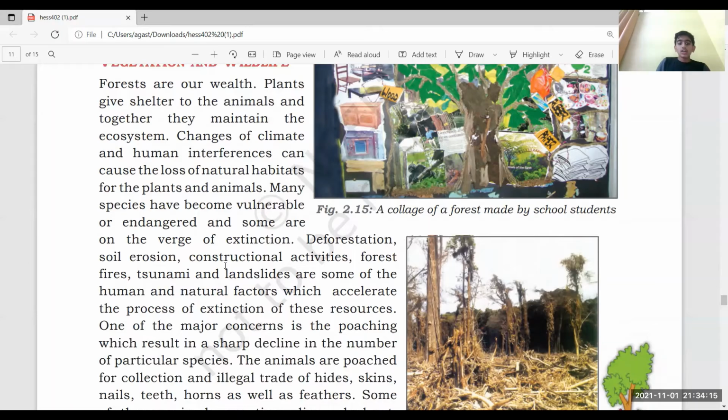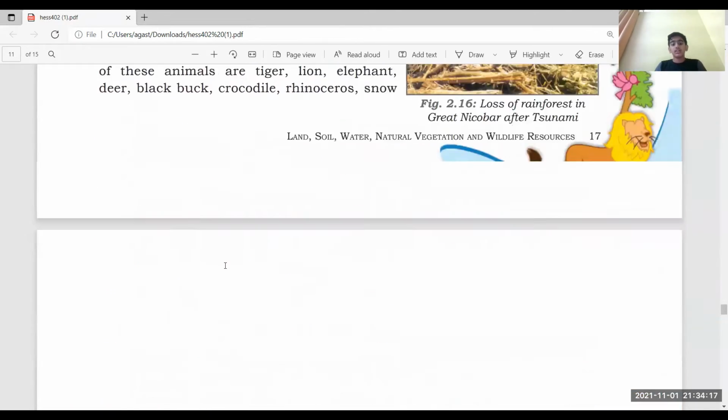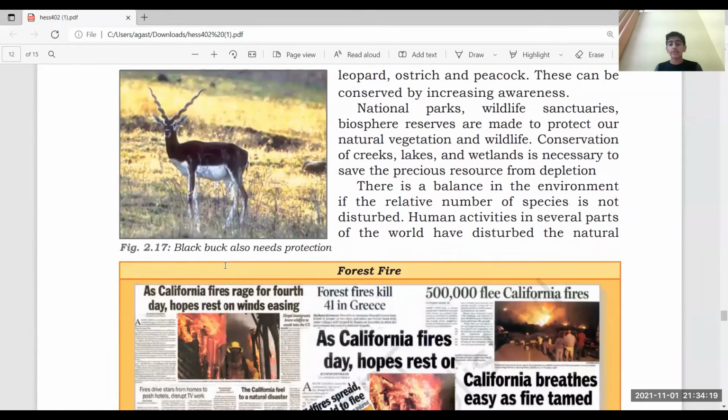To overcome it, what we have to do is build national parks, wildlife sanctuaries, biosphere reserves, such kinds of protected areas. Now, about this, we learn in which chapter? Conservation of plants and animals, seventh chapter. We know what national parks, wildlife sanctuaries, and biosphere reserves are. They protect these animals.